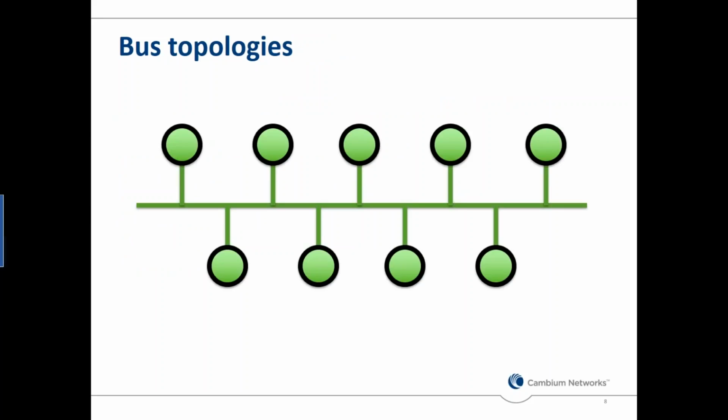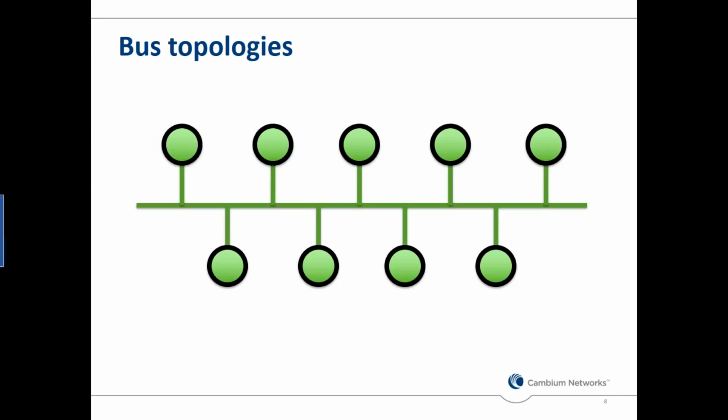So in all of these diagrams, the green lines are the network infrastructure, and the green circles with the black outlines are end devices. So think of the top circles as, for instance, desktop computers, and maybe the bottom ones are smartphones, and then they're all connected together by this green network topology, essentially.